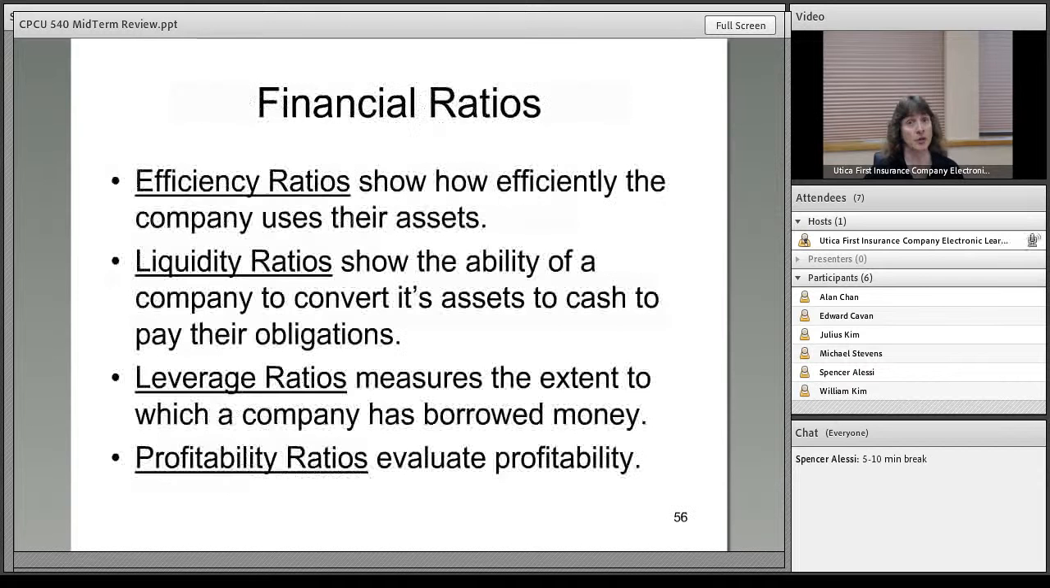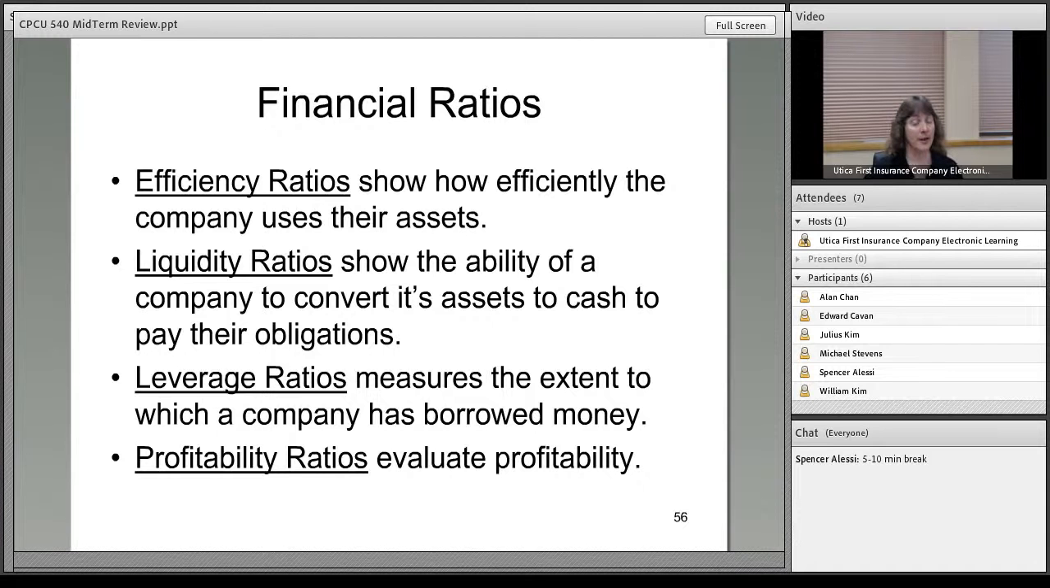Efficiency, that shows you how efficient the company is using your assets. So remember, whenever you see an efficiency ratio, you know that assets is going to play into the formula. Liquidity, it shows the ability of the company to convert cash to pay obligations. Usually cash or liquid value, current assets, for example, will be in the equation.